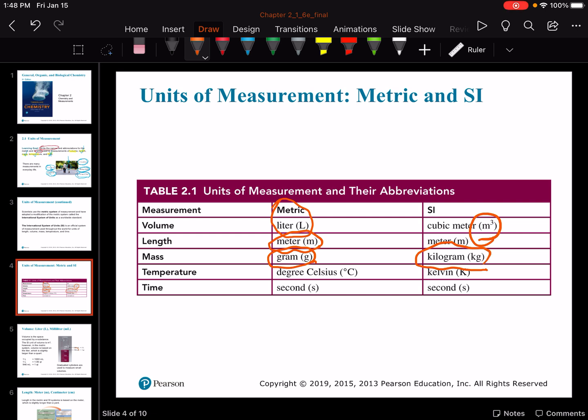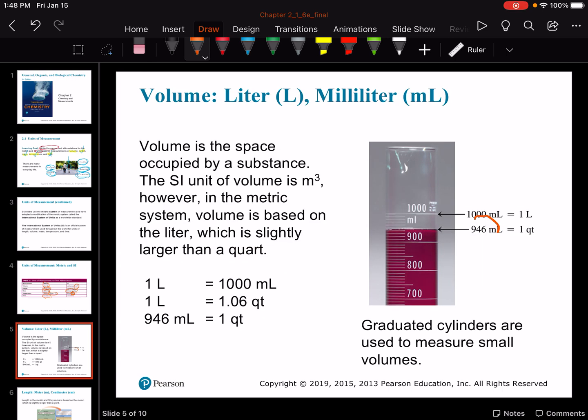All right. Temperature is degrees Celsius or kelvins. Okay. And we're going to be using kelvins more than Celsius. All right. And time is just in seconds. All right. So that's an introduction to all the standard units. Let's get a feel now for the actual amounts of these. So volume is the space occupied by a substance.